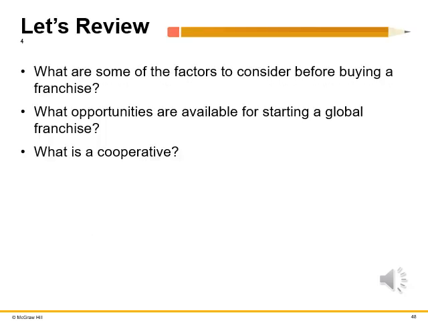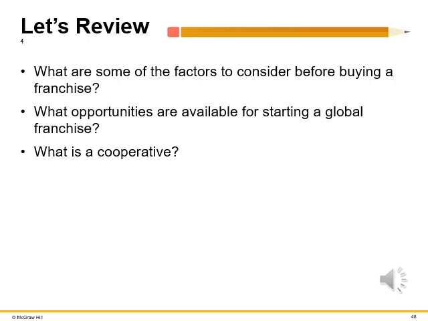Let's review. Before buying a franchise, be sure to check a company's resources and reputation. There are many franchising scams. The checklist in this chapter gives advice about things to consider before buying a franchise. Successful franchising in global markets offers the same opportunities as it does in domestic markets. However, franchisors must be careful to adapt to the region and its cultures where they wish to expand.